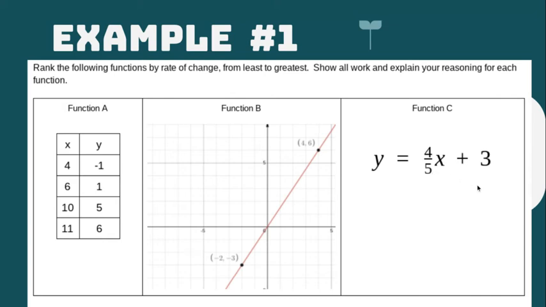So I made a quick video solving this problem. So watch this video.